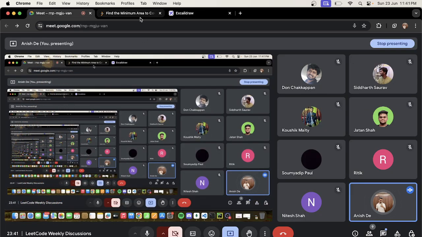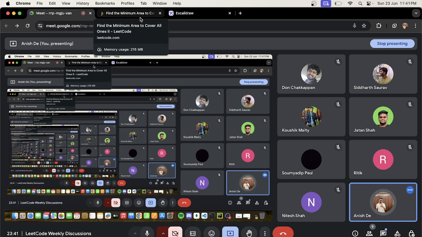Likes everyone, like if you have understood, or doubts if you don't. Kaushik has understood, Siddharth, Jatan, Don, Somadeep. Siddharth has given a like.